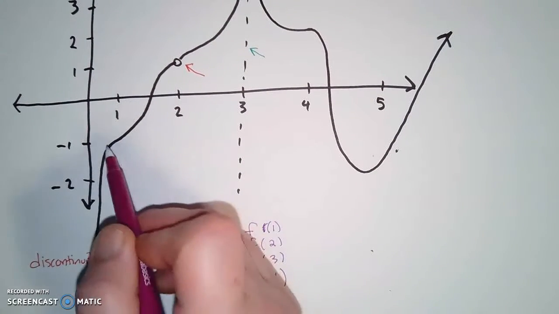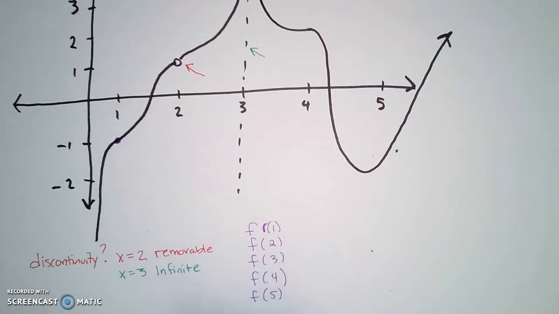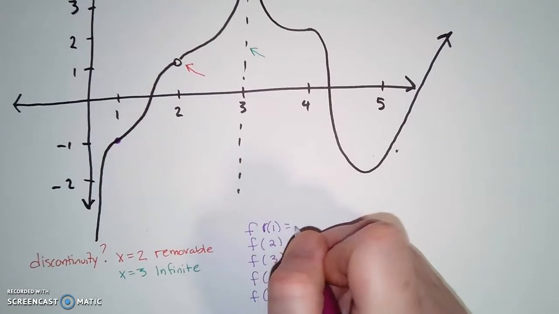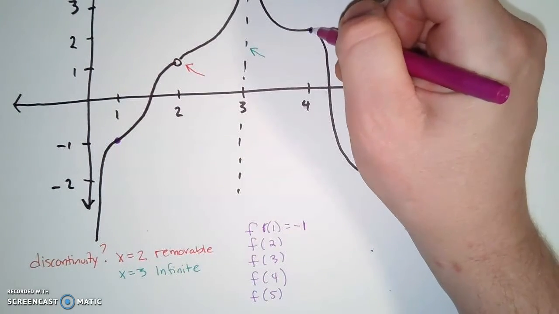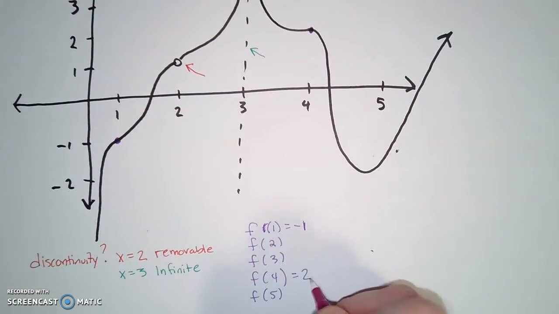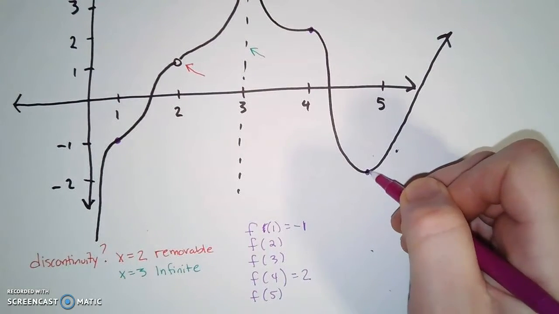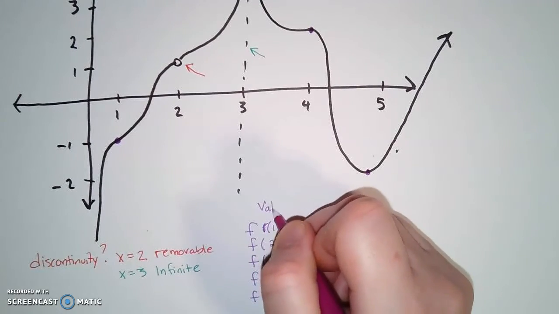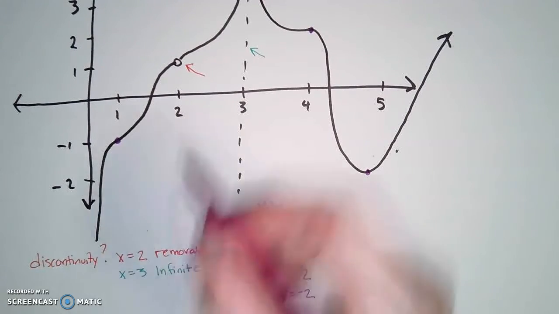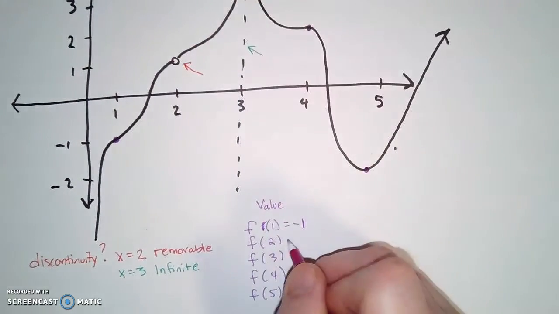Let's take a look. The value of the graph at f of 1 is the height of the graph there. It's negative 1. Let's skip over to 4. The height of the graph at 4 is 2. And the height of the graph at 5 is negative 2. So these are values. But what's the value of the graph at 2? Well, there's no value there. There's a hole. So this graph is undefined.